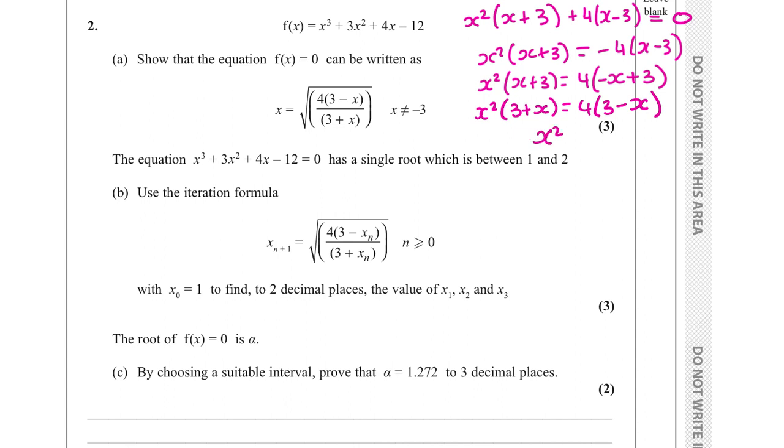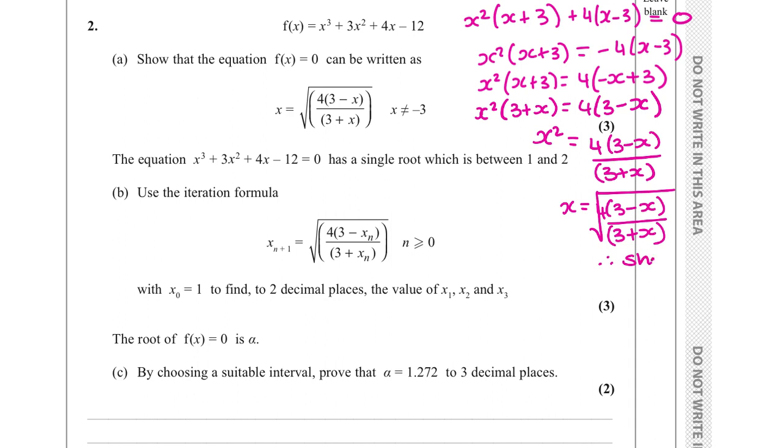So that means that x squared equals 4 lots of 3 minus x over 3 plus x. So x equals the square root of 4 lots of 3 minus x over 3 plus x. Therefore shown. Okay, now I do know that normally when we square root we have our plus or minus. However, we're just going to take the positive of this. Okay. Next.